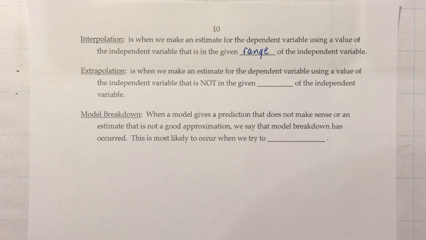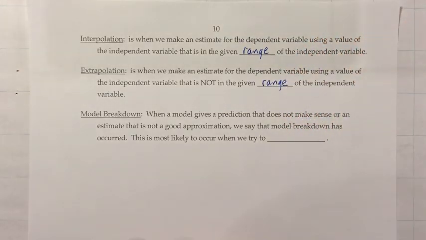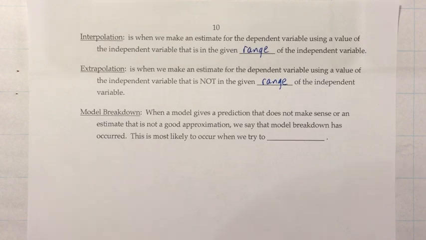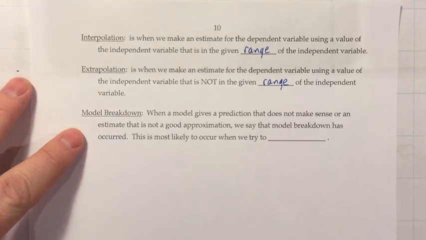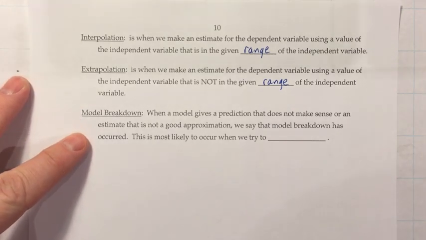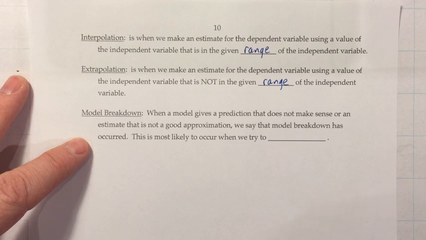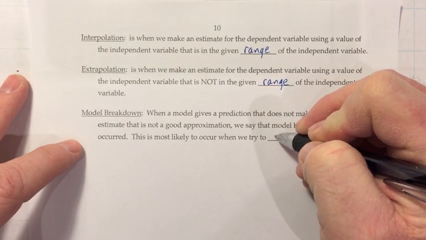An extrapolation, on the other hand, is when we make an estimate for the dependent variable using a value of the independent variable that's not in the given range. So in the example we just did, it would be younger than our youngest or older than our oldest. One reason we want to think about this is that it's common when we do extrapolations for the model to break down. When a model gives a prediction that does not make sense, or an estimate that's not a good approximation, we say that model breakdown has occurred, and this is most likely to occur when we try to extrapolate.